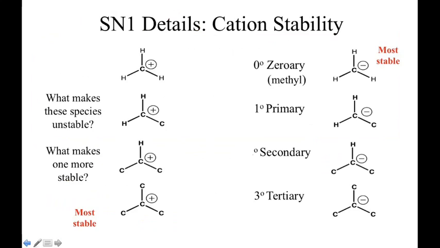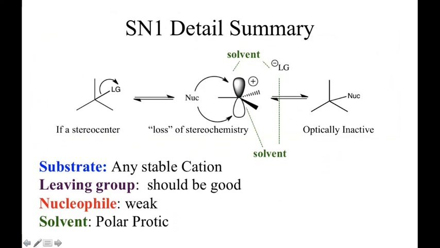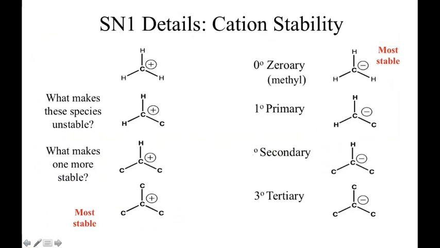So continuing on, we looked at the details of the SN1 mechanism, and one of our primary issues was cation stability. Okay, it's probably the most important aspect of our SN1 reaction. We have to form a stable carbocation. And the thing that makes each of these unstable is the positive charge. So we can evaluate how we stabilize that positive charge.